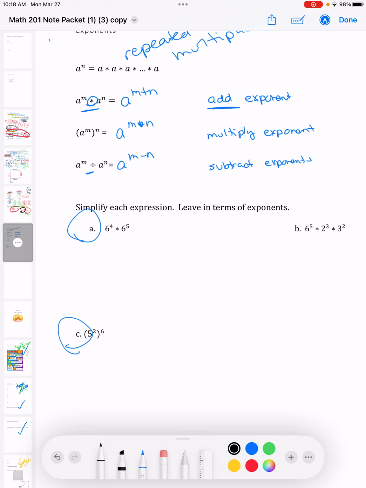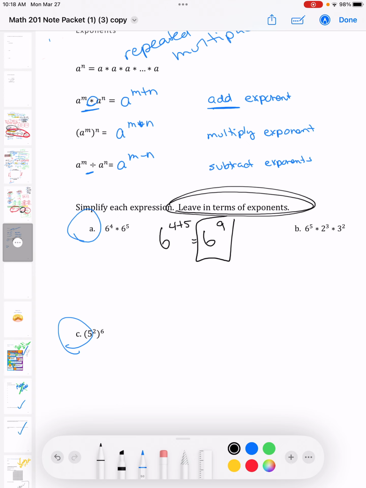For this first one, I'm going to add the exponents. I'm going to show my work. You don't have to show your work. And the direction said to leave in terms of exponents, so I'm not going to type 6 to the 9th in. I'm just going to leave it as 6 to the 9th. And for C, this is where I would multiply my exponents. So I'd get 5 to the 12th.